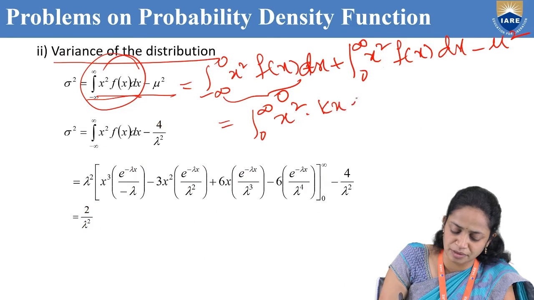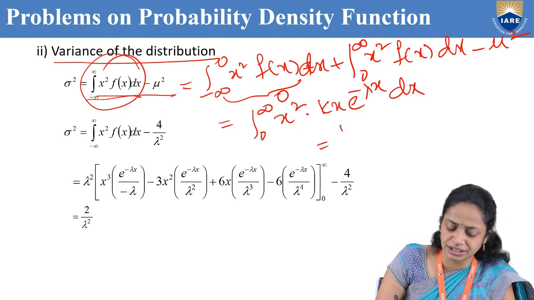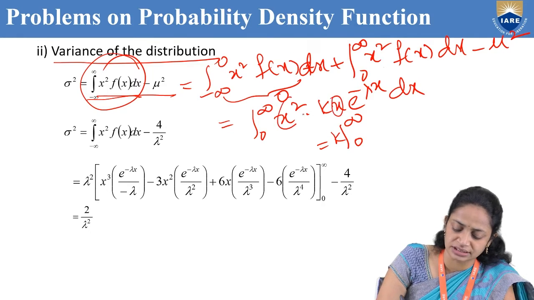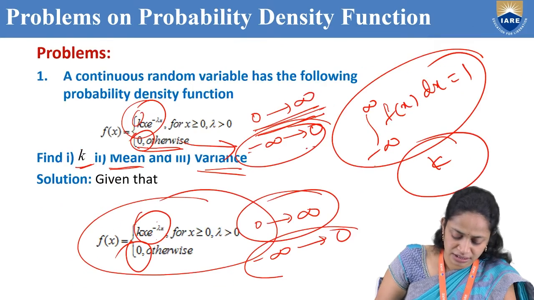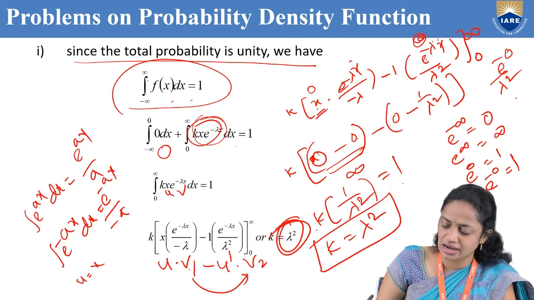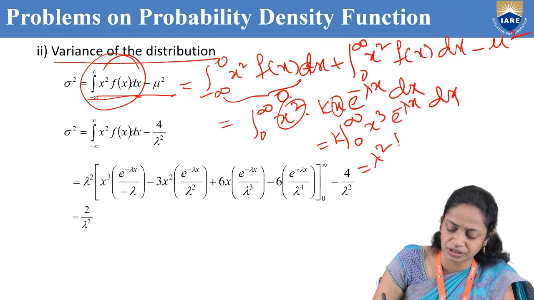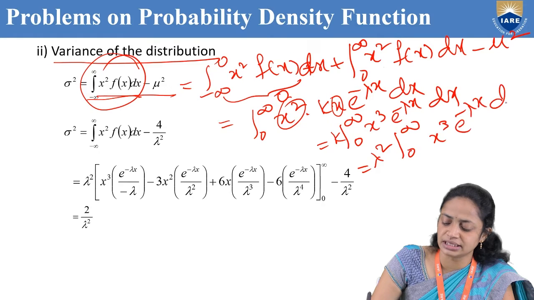K into x e power minus lambda x dx. So this is our function. For this integration over 0 to infinity, you can keep k outside. So x into x square, that is x cube e power minus lambda x dx. But we know that k value is lambda square. So now I am substituting k value here. That is lambda square into integration over 0 to infinity x cube e power minus lambda x dx.